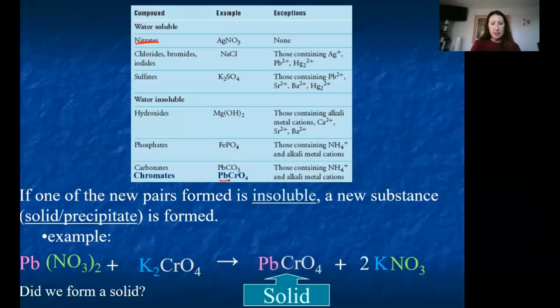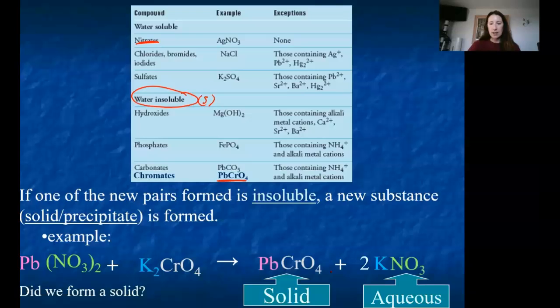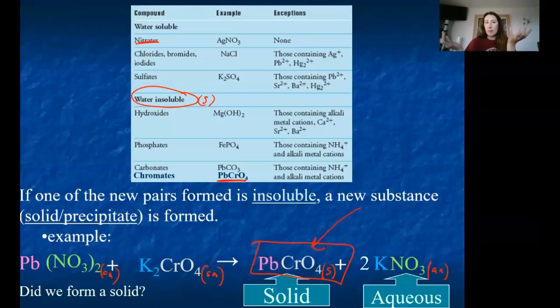But if we look at chromates, here again, this one says insoluble. Remember, insoluble means a solid. And that's an aqueous. So this would be solid, aqueous, aqueous, right? Well, this means this one does not come apart. It sticks together. So if you made this in the lab, you would just have this sitting at the bottom of your solution. Nothing would happen. And the rest of these would just be floating around as ions.